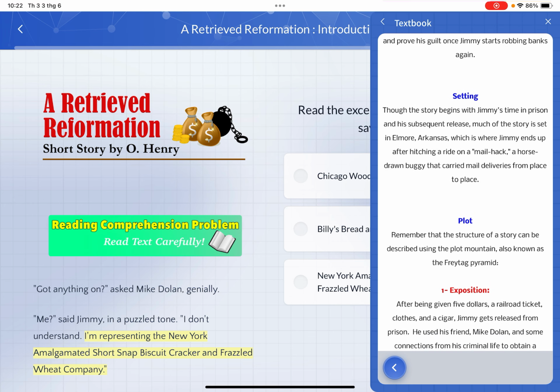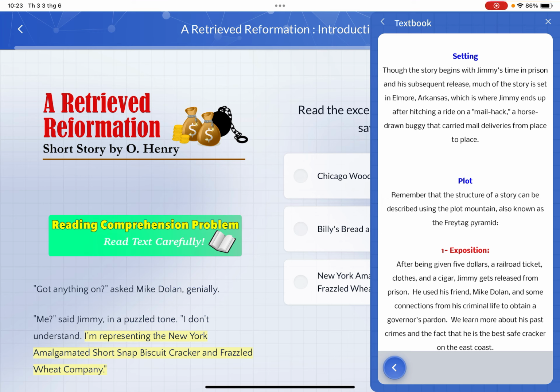Though the story begins with Jimmy's time in prison and his subsequent release, much of the story is set in Elmore, Arkansas, which is where Jimmy ended up after hitching a ride on a mail hack, a horse-drawn buggy that carried mail deliveries from place to place.